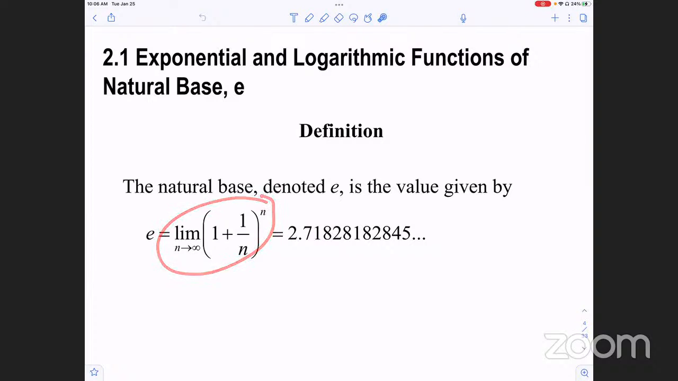I don't think we're going to be using this limit definition like that. The main thing you need to know is that e is just a number, similar to pi. You know how pi is 3.14. So e in this context is going to be this value here.